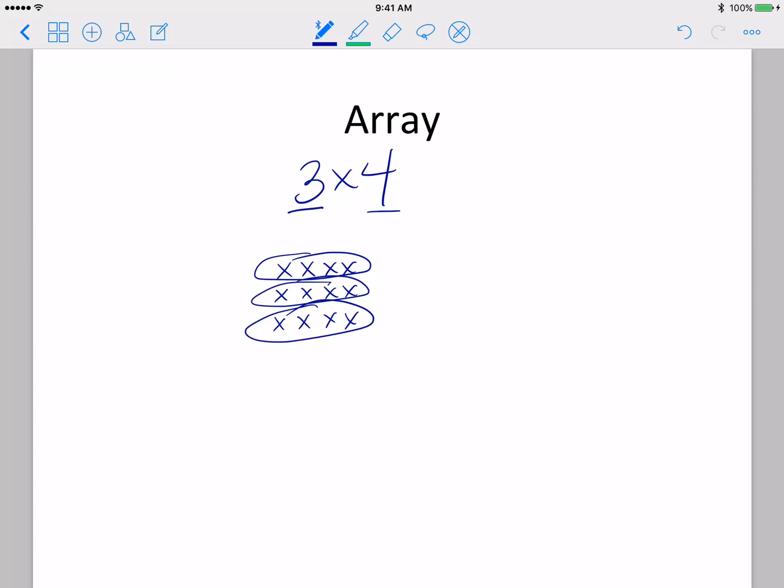I like to use X's because I think they're kind of easier to line up. Some people like to use dots, but if we're not careful, again, it can get messy. So that's the array. Pretty straightforward. Let me do one more.